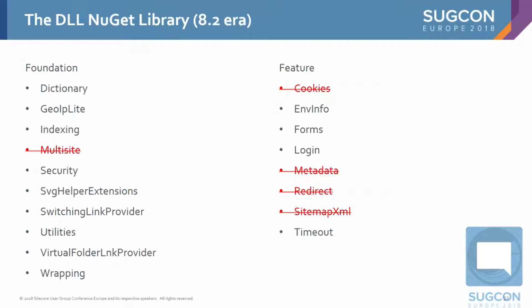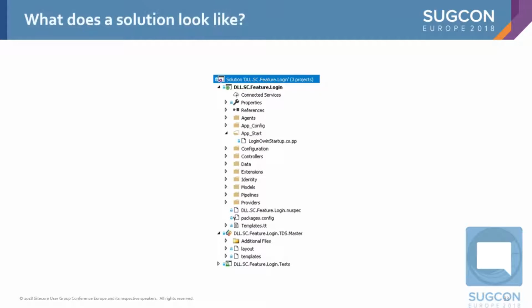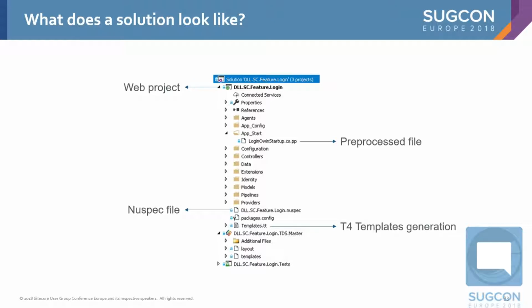And I'm quite sure that in your organization, you might find some stuff that belongs here or should belong here. Now, what does a solution look like if you want to build a NuGet package? Each of them has its own solution. Very simple. A web project, pre-processed files if you have them. If you want to allow some people to change some code, you might introduce some of these. A NuSpec file for all the metadata. You'll see where it ends up soon. T4 templates generation, I'll not go in too deep on that one.